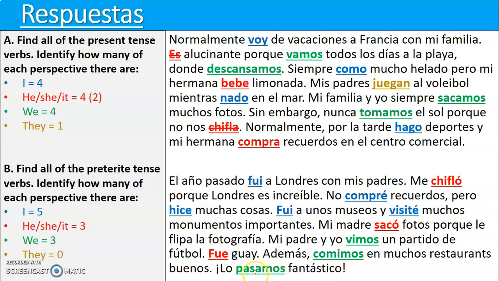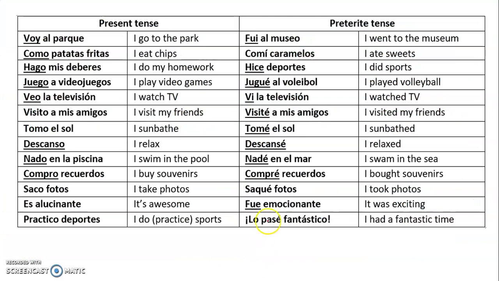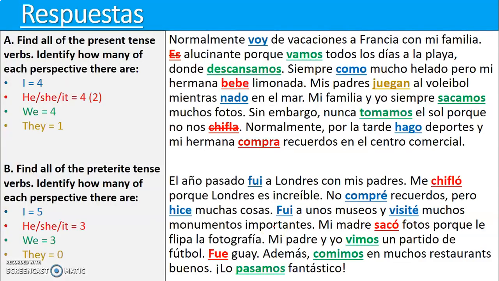Hopefully you will have recognised the amos, even if you didn't necessarily know what it meant. But lo pasamos fantástico means we had a great time. And there's no they forms. Lo pasé fantástico is in your fact book. So if you change the E with an accent ending for amos, you go from I had a fantastic time to we had a fantastic time.